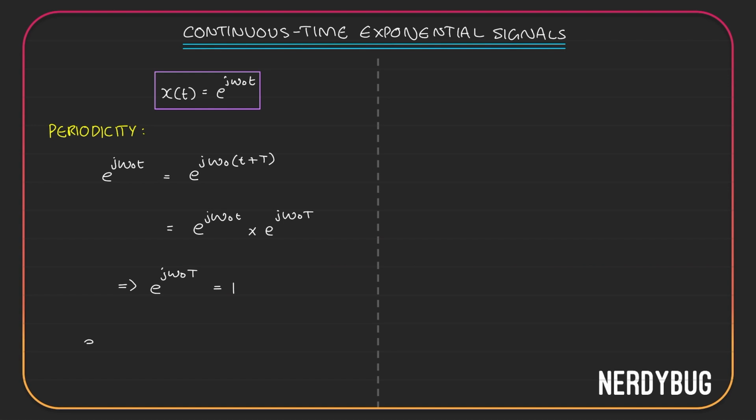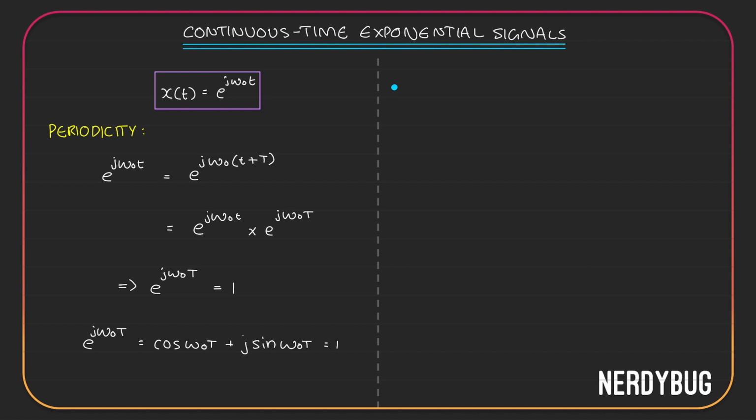But according to Euler's relation, what did we learn? E raised to j omega naught t is cos of omega naught t plus j sine of omega naught t. Over here we have capital T, so I'll just replace it. Now, if e raised to j omega naught T is supposed to be equal to 1, that means cos omega naught T plus j sine omega naught T is also supposed to be equal to 1.